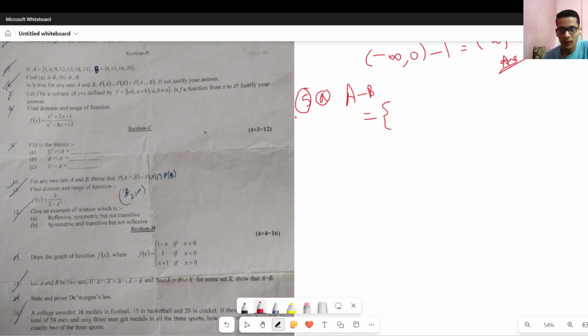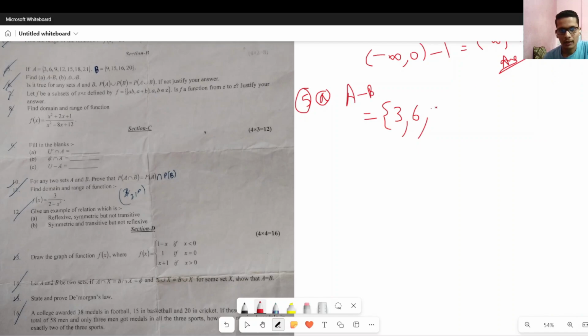So let's just see for the first element, that is 3. 3 is only in A, I will write 3 here. Then 6, 6 is only in A, then I will write 6 here. Then the next element is 9. 9 is in both A and B, so I will not write 9 here. And then 12. 12 is only in the set A.